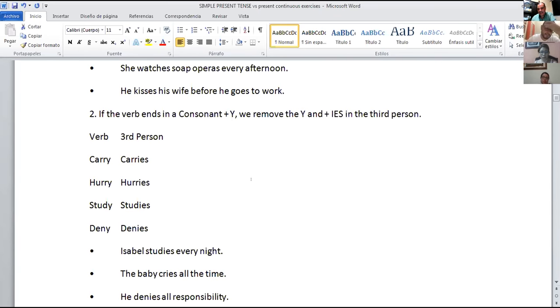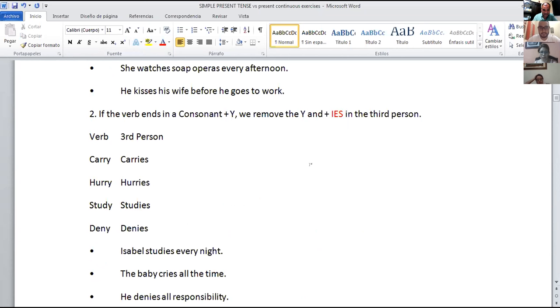Very good. Now, there is another variation, okay? If the verb ends in a consonant plus Y, for example, carry, consonant R, and then Y. Hurry, study, consonant, and then Y. Deny, consonant, and then Y. So in these cases, we are going to drop, we are going to remove the Y, and we are going to add IES, okay? For example, carry, carries. Hurry, hurries. Study, studies. Deny, denies.